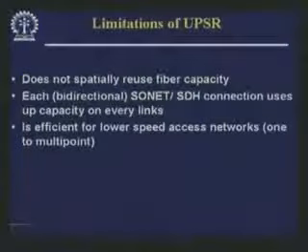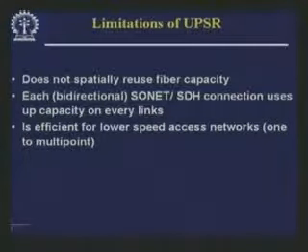Otherwise, even if you are talking about a WDM system, at least one lambda around the whole ring for all the links in the ring gets occupied, because two side by side nodes want to communicate. So, it does not spatially reuse fiber capacity, and if you could use it for some other purpose, that is not possible in unidirectional rings. Each bidirectional SONET SDH connection uses up capacity on every link.